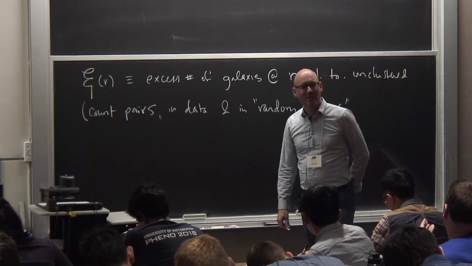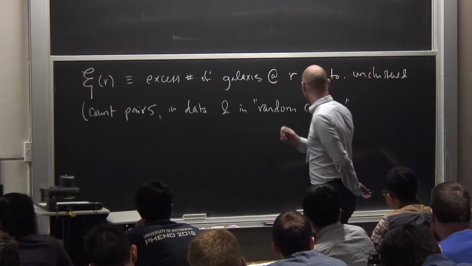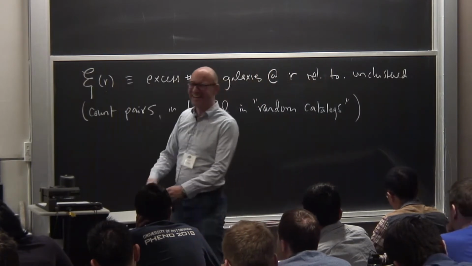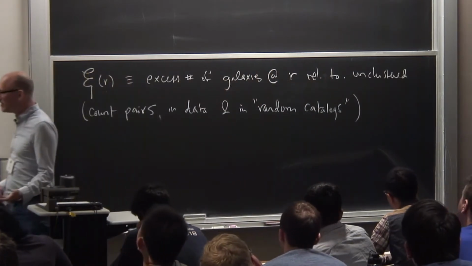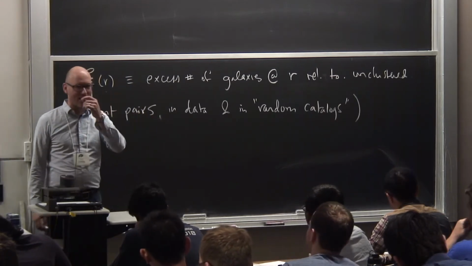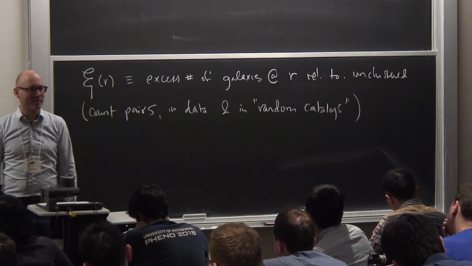I got a dumb question. Yeah, hit me. Why do you need a catalog? It sounds like there should just be an analytic solution. Great question. You're leading right into my next topic. The question is, why do you need a random catalog? Why do you have to count pairs in a random catalog? Shouldn't there just be an analytic prediction for how many pairs there are?